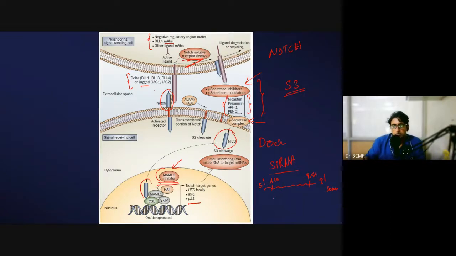So small interfering RNAs and microRNAs work by somehow producing small stretches of antisense RNA. There are several proteins, Dicer and others, which recognize them and break the mRNA into pieces. So that is trying to interfere at the level of the genes that are being produced.